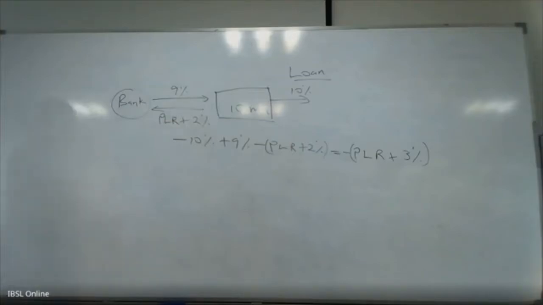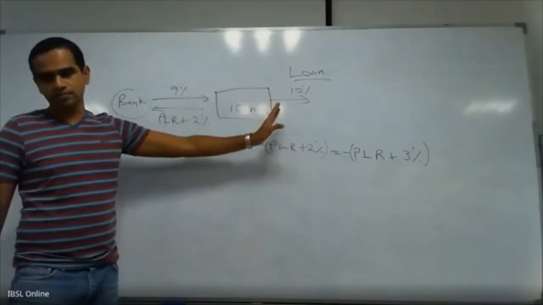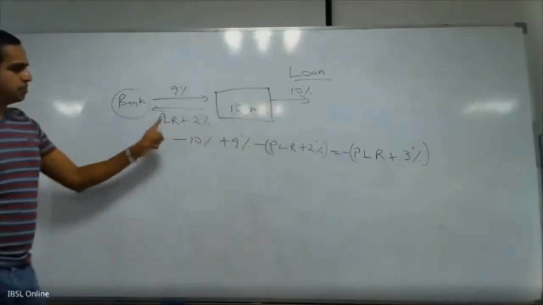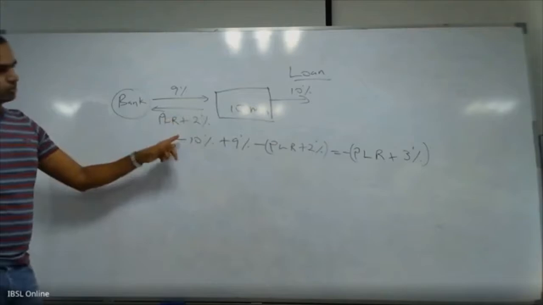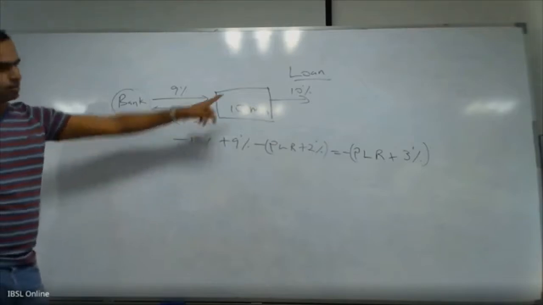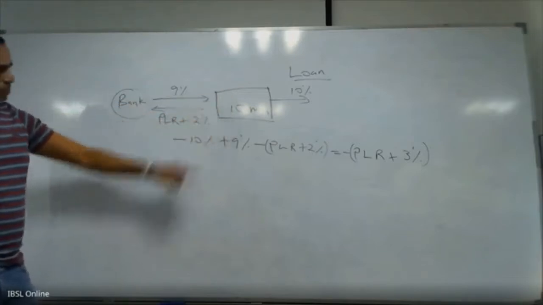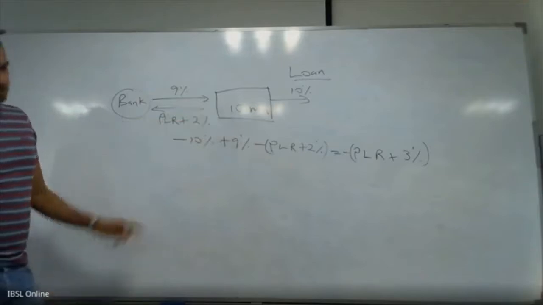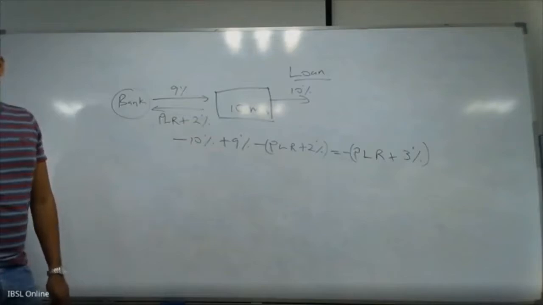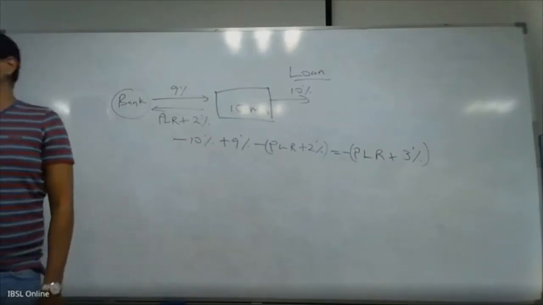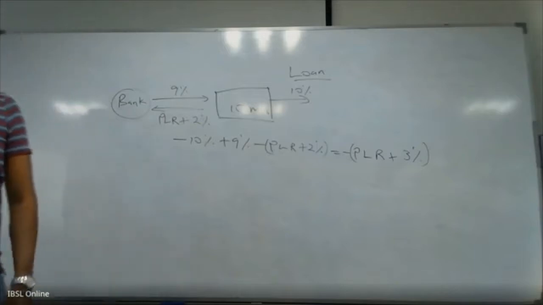Isn't it? We are paying 10% to the bank. We are receiving only 9%, so another 1% is there. Yes, 1% you are paying, net. Then here you're paying PLR plus 2%, again. And then another 1% you're paying there, right? So it comes to PLR plus 3.